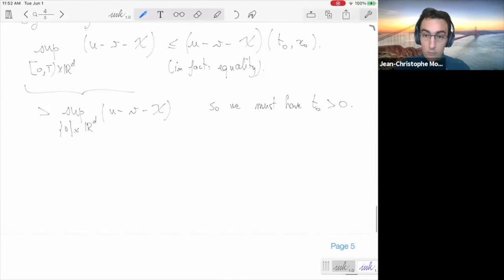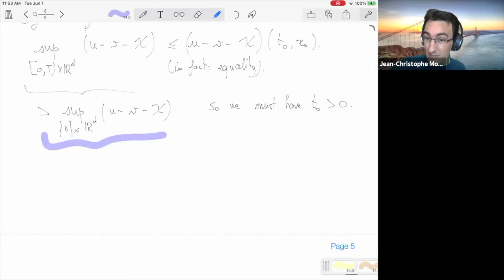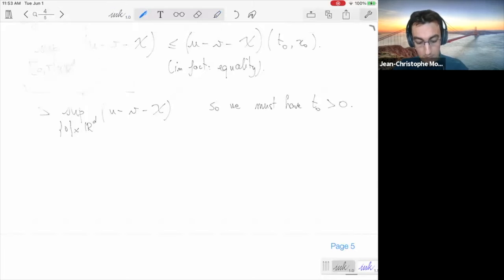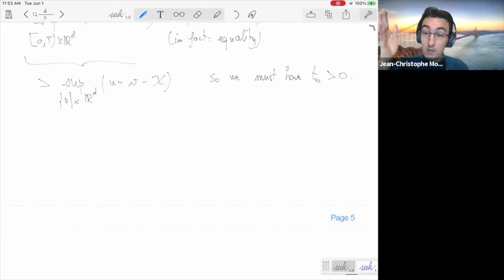Okay, I found that the supremum over the whole interval is actually equal to u minus v minus chi at t naught x naught. And this quantity is strictly larger than the supremum where I restrict to the initial time. So it cannot be that T naught is 0. In particular, we have seen that T naught is strictly positive, not equal to the final time, capital T. And so for every alpha sufficiently large, we also have that these things are also true.